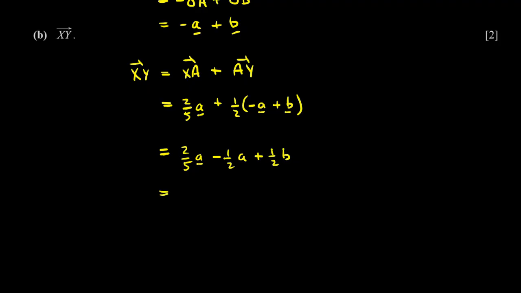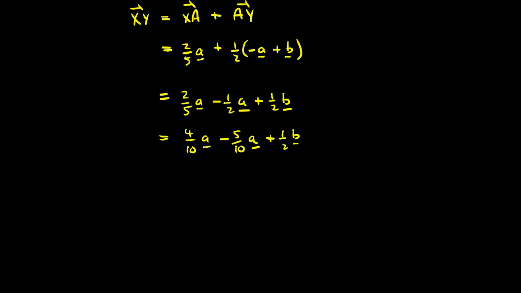Well, how can we combine this? We've got 2/5. Well, we're going to turn it into tenths, right? So 4/10 of A minus 5/10 of A plus a half of B. Just got to put lines underneath them to show that they're vectors, by the way. And so this is minus 1/10 of A plus a half of B. And that is my answer.